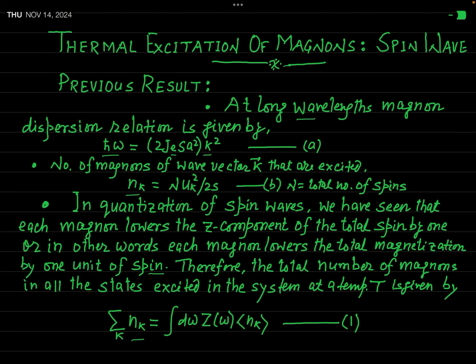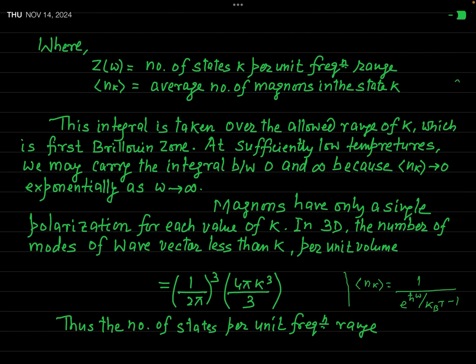How can we define the total number of magnons in all the excited states in the system at temperature T? That can be expressed as the integral of d omega times D(omega) times the average value of n_k. Actually here D(omega) is just the density of states, we can say. This is the number of states k per unit frequency range. For a unit frequency range, the total number of states is represented by D(omega). Okay, and n_k inside this angular bracket represents the average number of magnons in the state k.